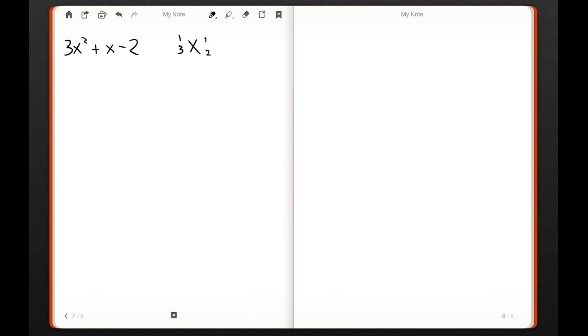This is 3, that's 2. If we want positive 1, then we need to make the 2 negative, negative 2 plus positive 3 is positive 1. There we go. This is correct.